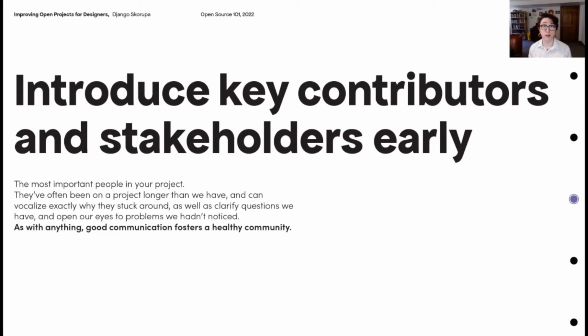Oftentimes they've been on a project longer than we have, and we can vocalize to them exactly what we're stuck on, and they can vocalize to us exactly what they're stuck on. And then we can clarify, and we can understand each other, and then open our eyes to the problems that we hadn't noticed. As I said before, good communication fosters a healthy community.